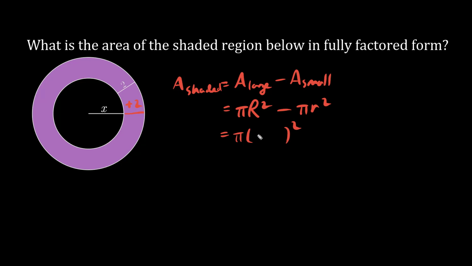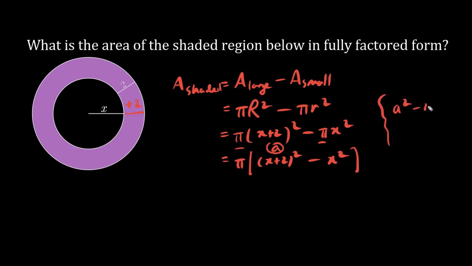Now what is this big radius? It's x plus 2. As for the little circle, the radius is x, so instead of r, we'll use x. Now we can factor out the pi, the GCF of these two terms. So we get pi times x plus 2 squared minus x squared. And think of this as a. This here is a, which is x plus 2.